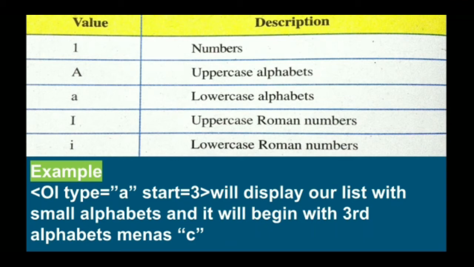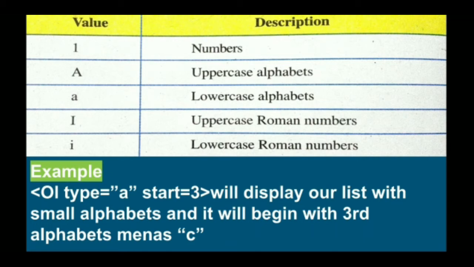OL is the first, OL tag. Then after, the first attribute we are using, that is type, is equal to small a. Here we have used small a, means our list will be visible with small or lowercase alphabets. Then after, here it is written start is equal to 3. And what is the use of start? That will begin your list with the particular number that is given by you. So here my list will be visible with lowercase alphabets and it will start with c.